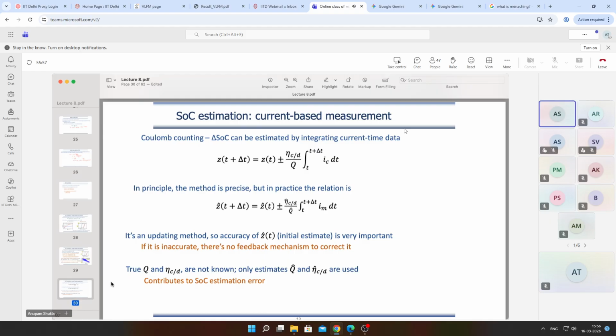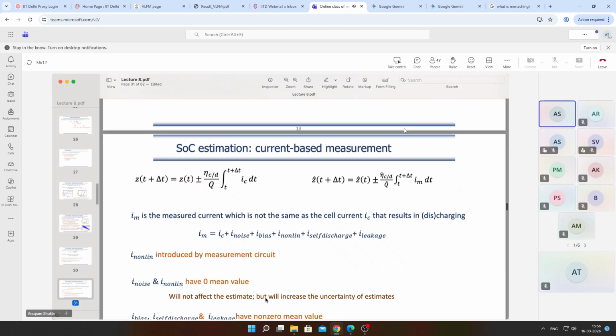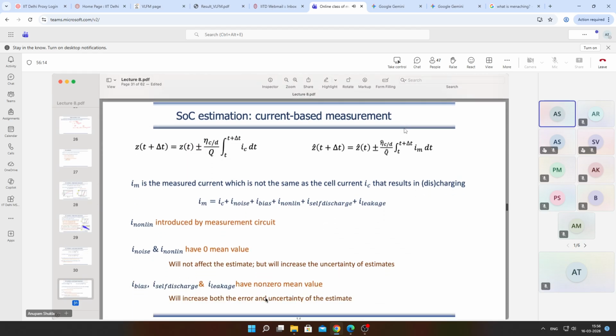Okay. Now, the true capacity of the cell and the true efficiencies of charging and discharging are usually not known, we only use estimates. So those are also going to contribute to the SOC estimation error. Okay. What are the errors that you get? So this is just some, I don't expect you to remember all of this deeply, but at least be aware of these.